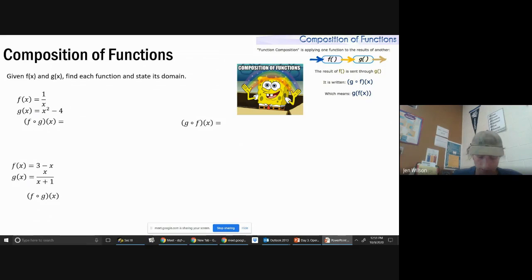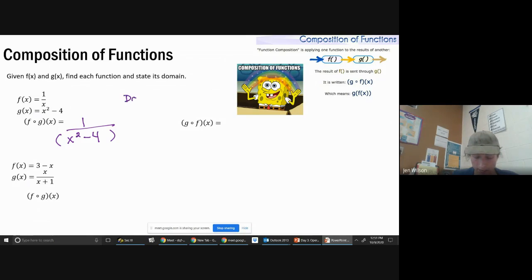So if we've got f, we're going to write it here as 1 over x, but instead of x, we're going to put a big parentheses. And inside it, we're going to do x squared minus 4. So we're done. This is f of g of x, but it says state the domain.